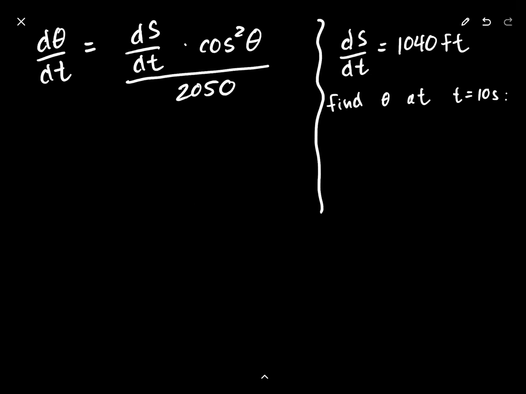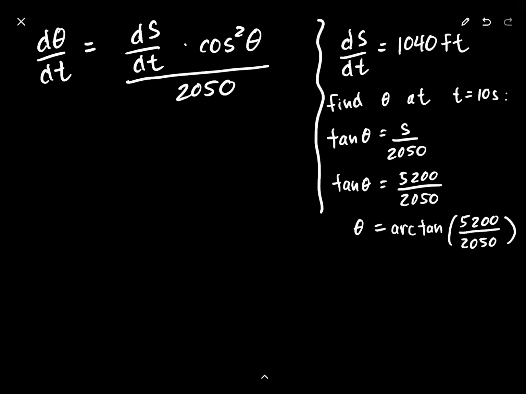So we'll use the original relation to find theta. We know that tan theta is s over 2050. When t is 10, we calculated that s was 5200. Then theta will be arctan, or tan inverse, of 5200 over 2050. So here we get 1.2 radians.